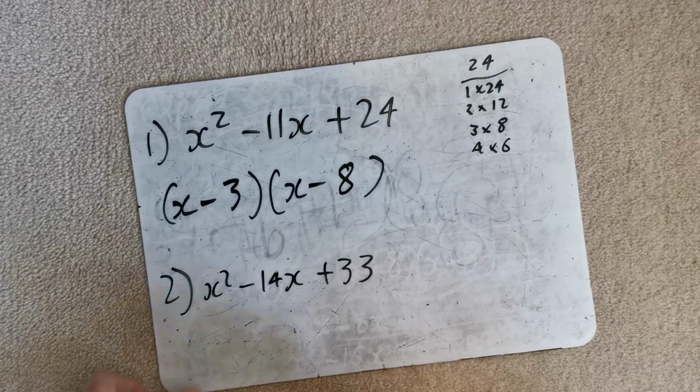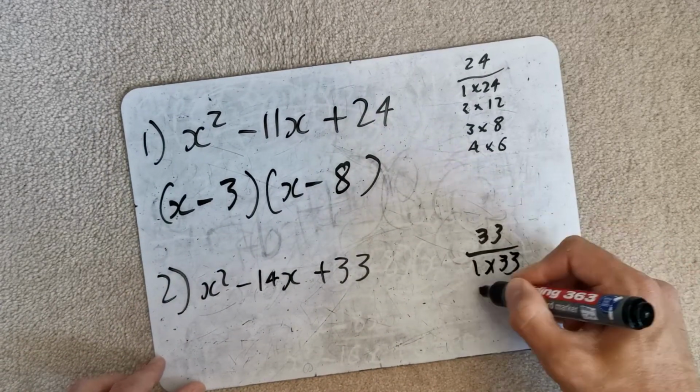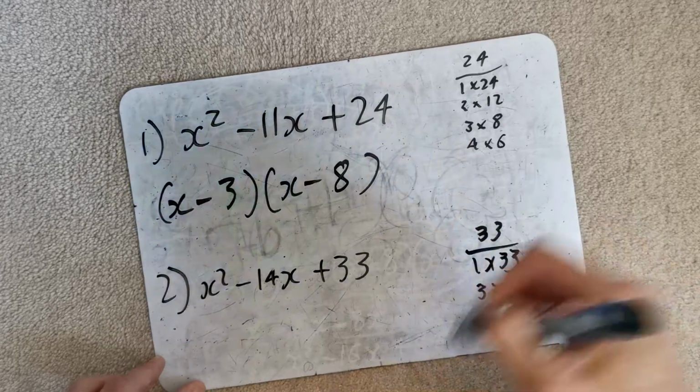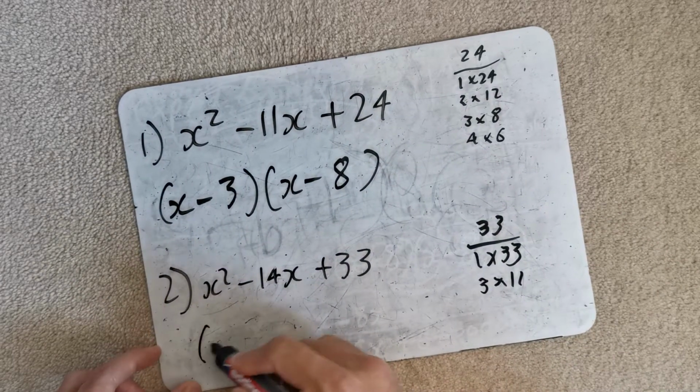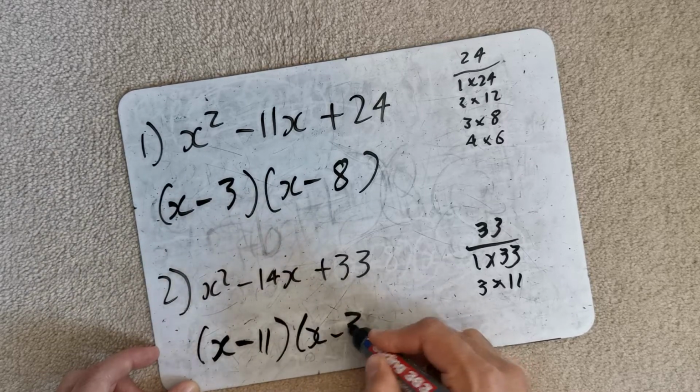Okay. To get 33, we're going to have 1 times 33, or 3 times 11, and that adds together to make 14. So x minus 11, x minus 3. There we go.